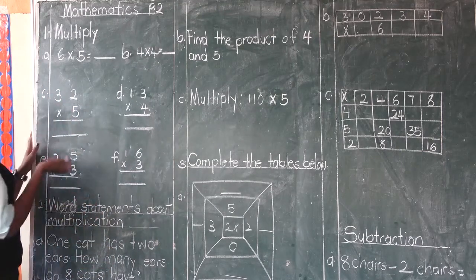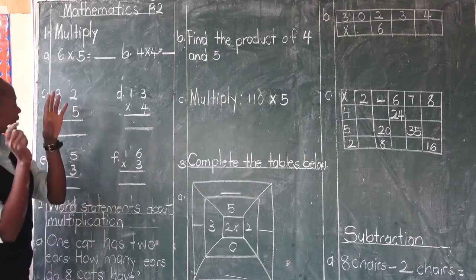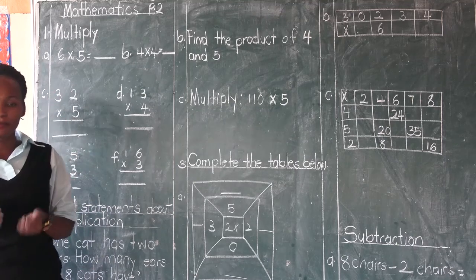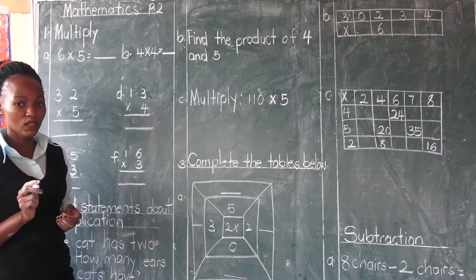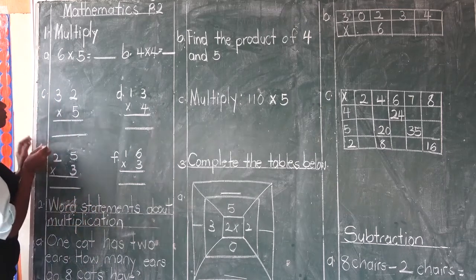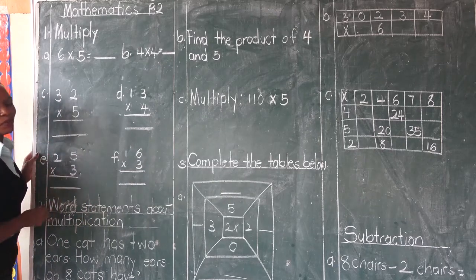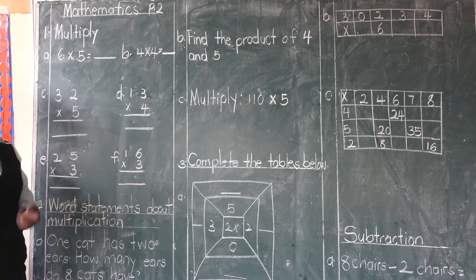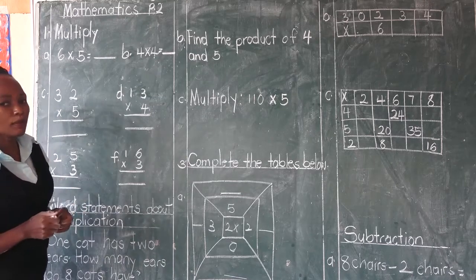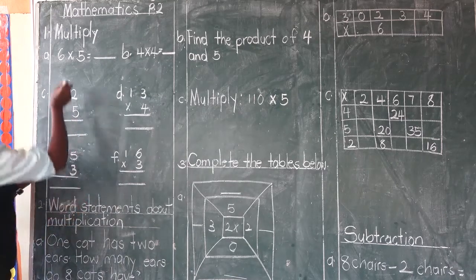Let's remind ourselves, last time we multiplied different numbers using different tables. Hope you are trying to master the tables. I remember telling you, you must be knowing from table 1 up to table 12. You must recite them. Check behind your exercise books. Those multiplication tables are there. Let's start with this one.